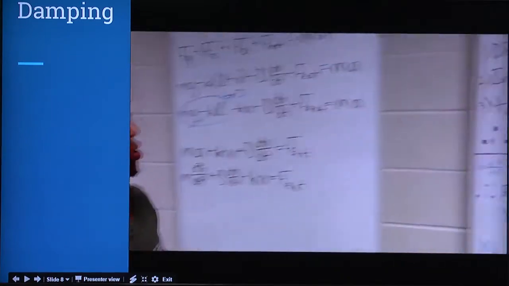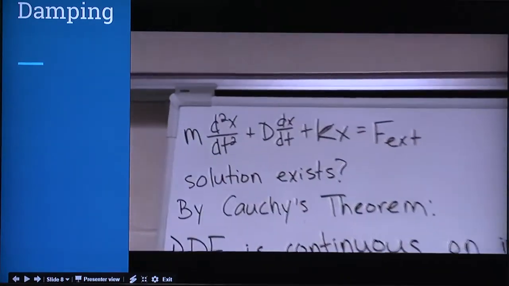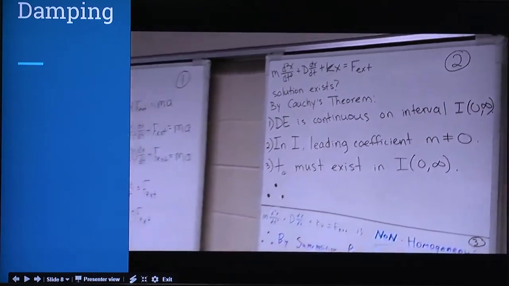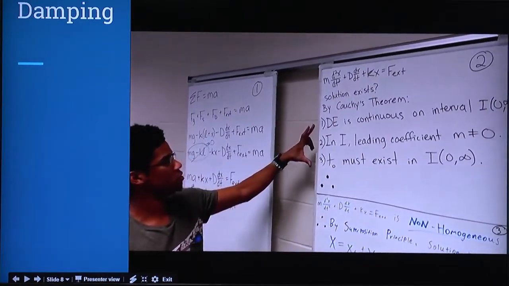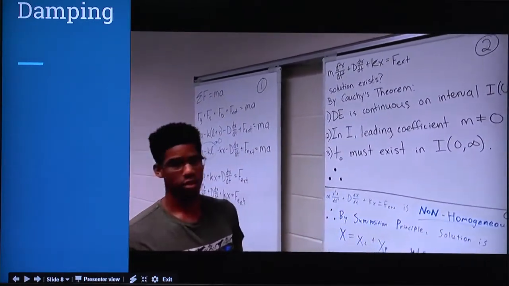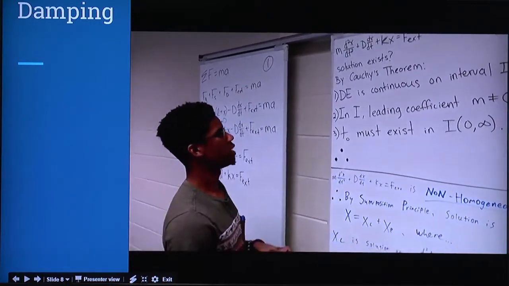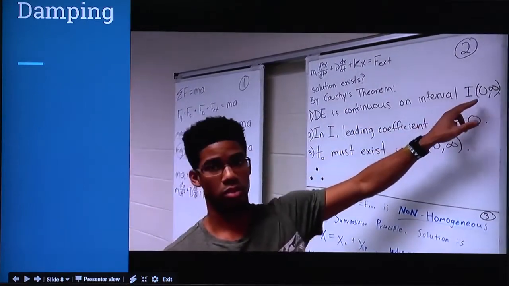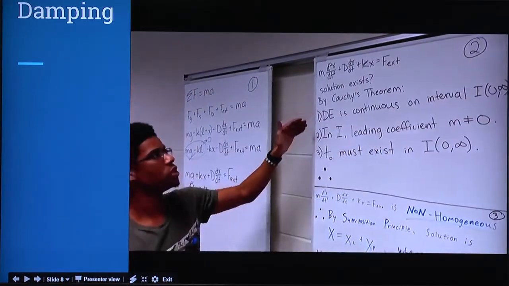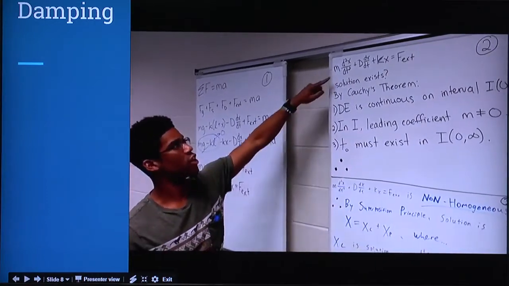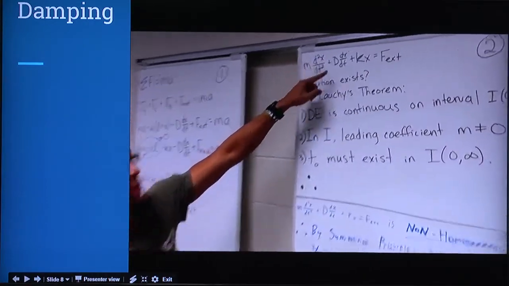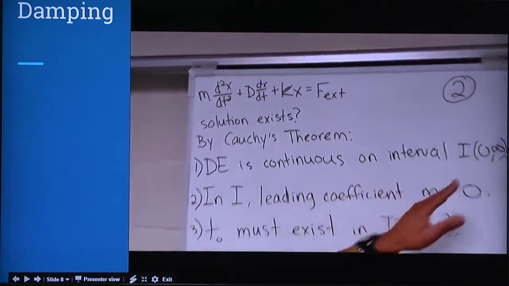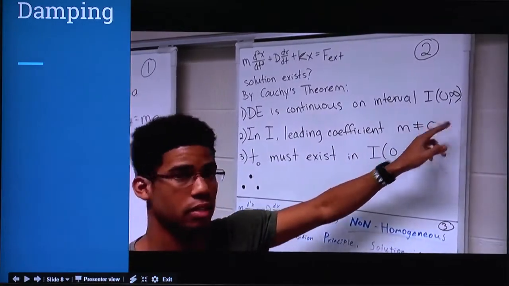All right, so now we need to decide whether solutions even exist for these type of differential equations. And fortunately for us, by Cauchy's theorem, we have to prove 3 conditions, and yes, a solution will exist. So now, the first condition, our differential equation has to be continuous on our interval, I. What is our interval? Well, our interval is going to be in terms of our variable, which is t. In our differential equation, all the derivatives are with respect to t, right? Right here and right here. So now, t is never negative, so that's why our interval is from 0 to infinity.